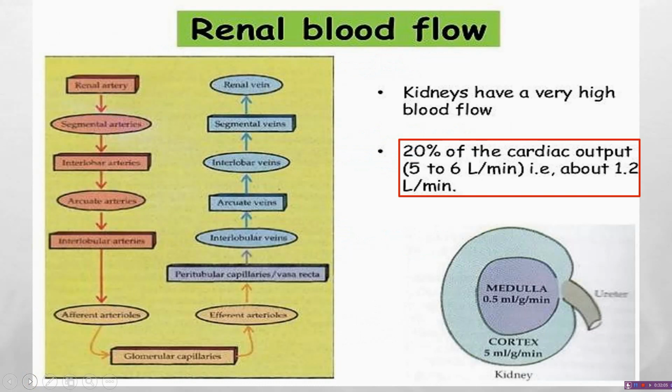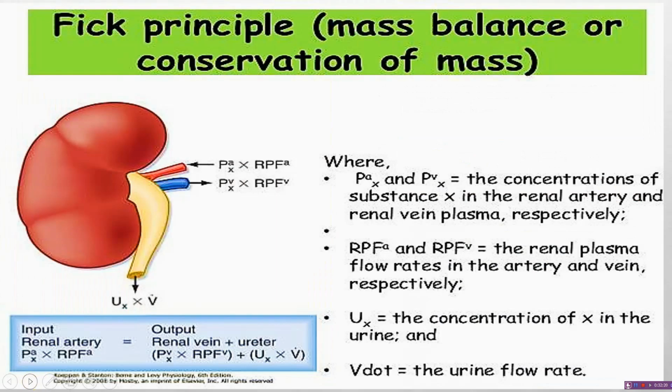Now coming to the renal blood flow. Kidneys are one of the most vascular organs of the body. About 20% of the cardiac output, about 1.2 liters per minute, flows through the kidney. Renal blood flow is measured by Fick's principle, which is a consequence of conservation of mass.